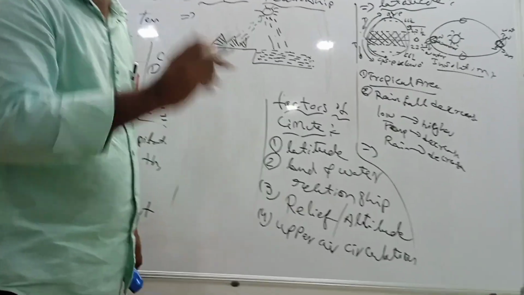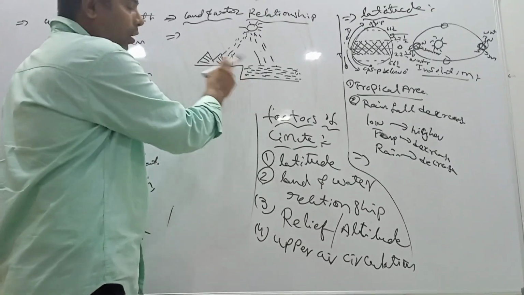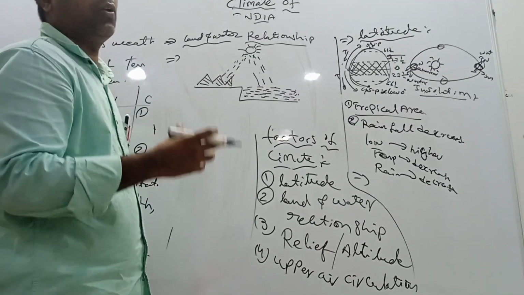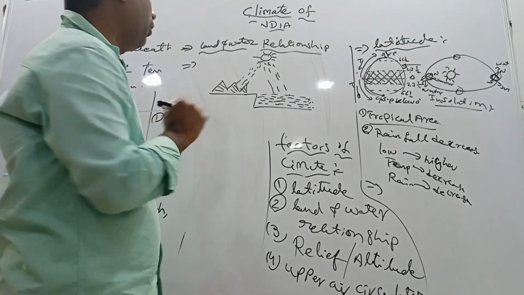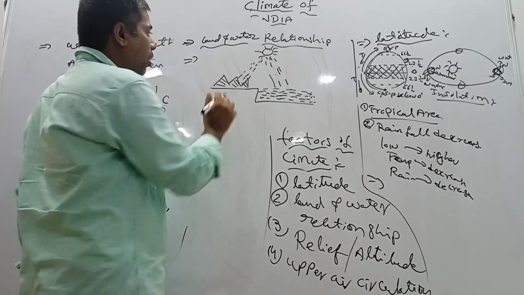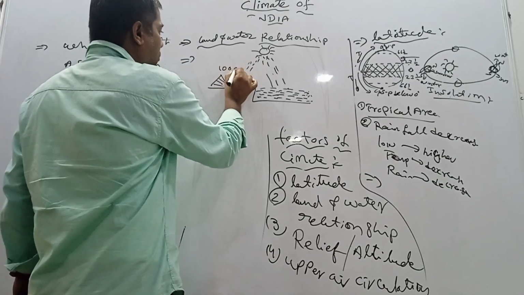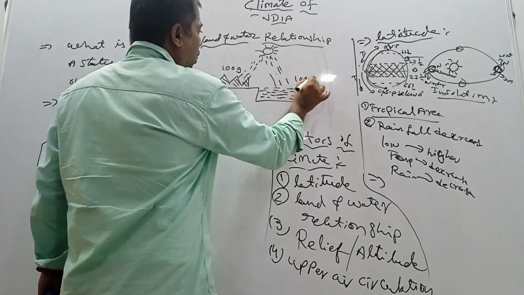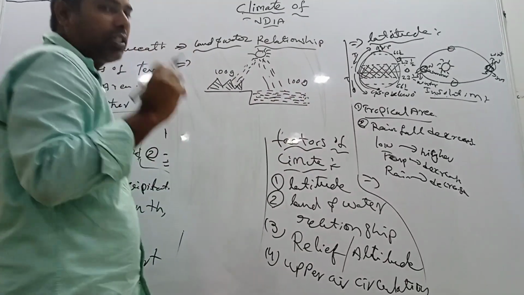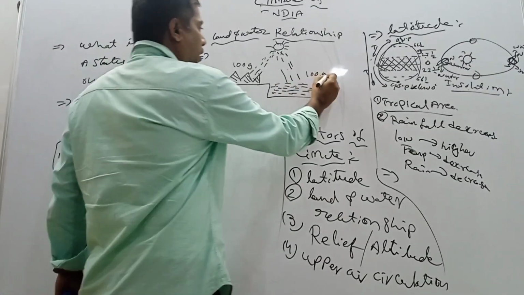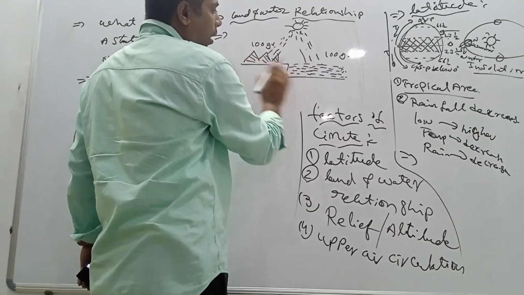air pressure will form. Because of the variation, the air pressure, high pressure and low pressure, will form. How will it form? Now we discuss. Now assume here 100 grams of air, here also 100 grams of air. This is the assumption. Just imagine. 100 grams of air here over land and water.